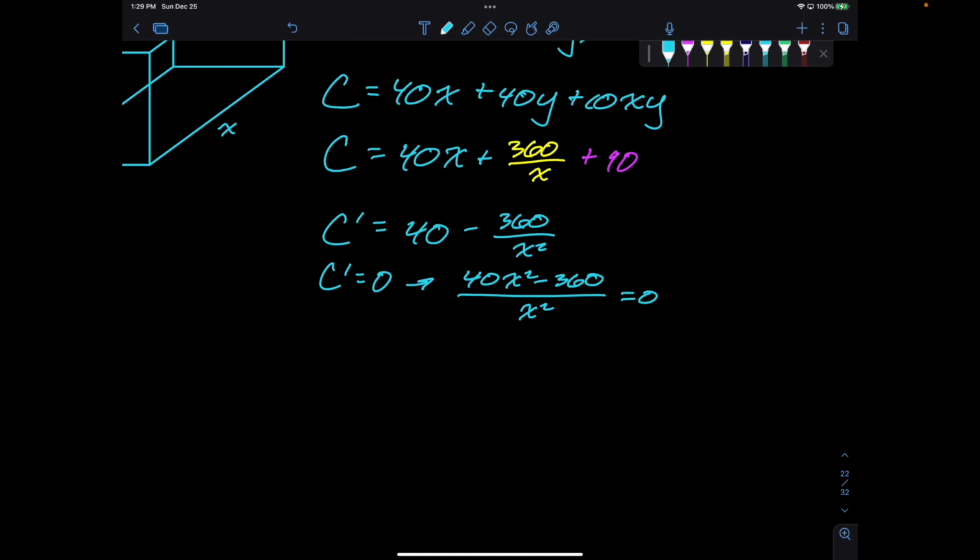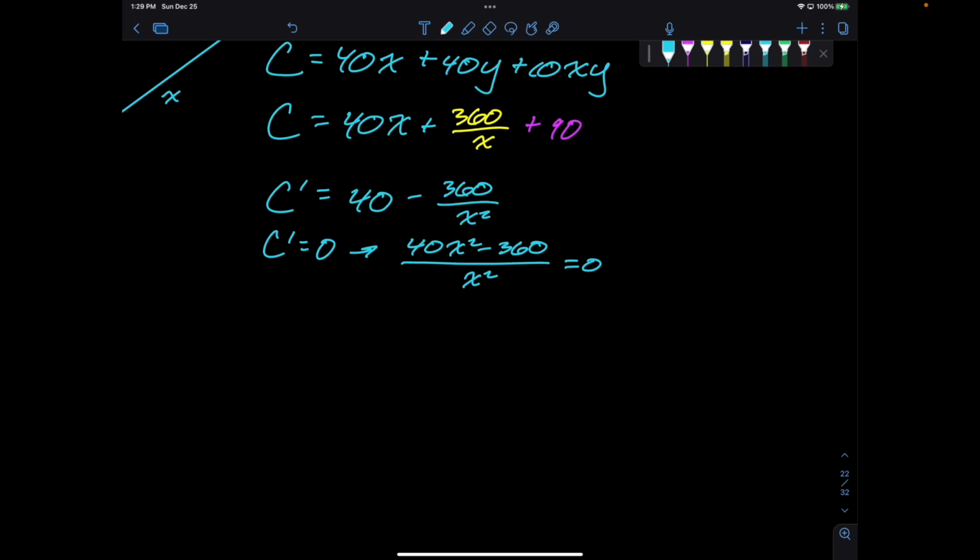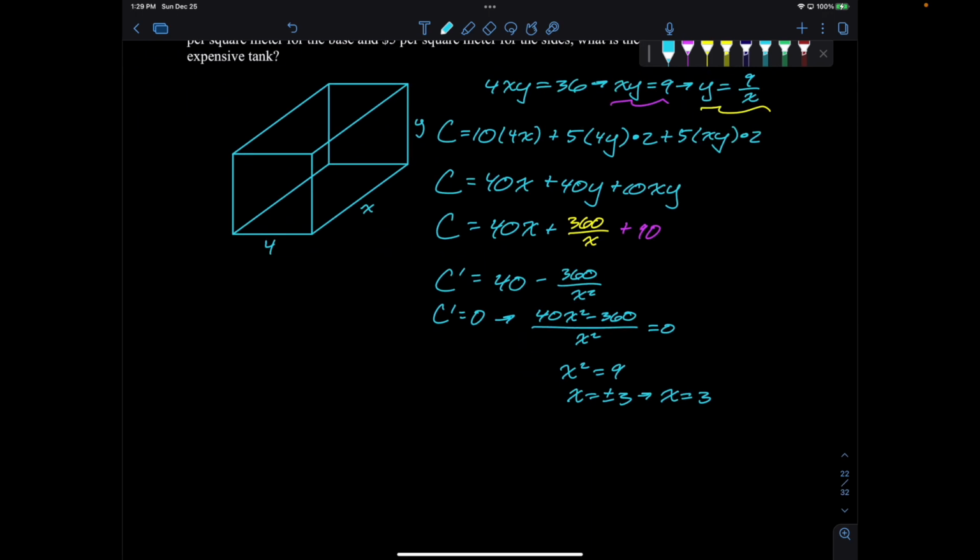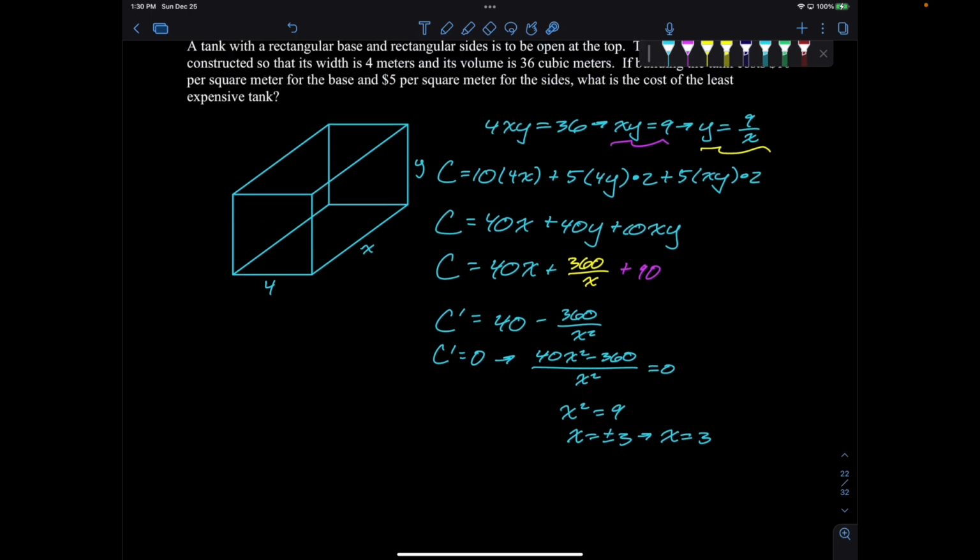Okay, so cross multiply. Modern math teachers don't like cross multiplying, but that's what I've always called it. Like I'm going to multiply both sides by x squared, whatever. Cross multiply, the denominator's gone. x squared is 360 goes over, divide by 40, which gives you 9. So x is plus or minus 3, but negatives don't make sense. So x is 3.